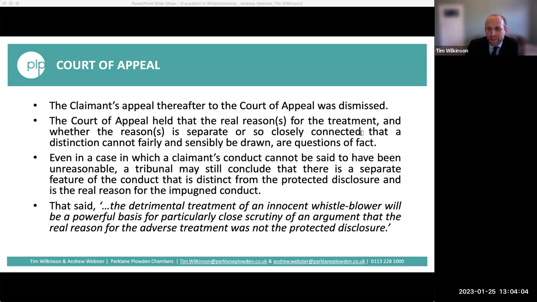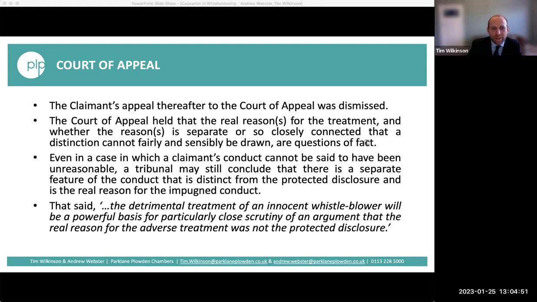Interestingly, the Court of Appeal went on to say this separability principle is not a rule of law. What it is, is a label which identifies what might be necessary in some cases as a step in the process of determining, as a matter of fact, what the real reason is for the impugned treatment, i.e. to get to the reason for the treatment. On some occasions, in the right case, it's a necessary step to go through this process of separating out, or seeing if you can separate out, a particular feature from the disclosure itself. Otherwise, says the Court of Appeal, whistleblowers can simply act with impunity when they're making a disclosure.